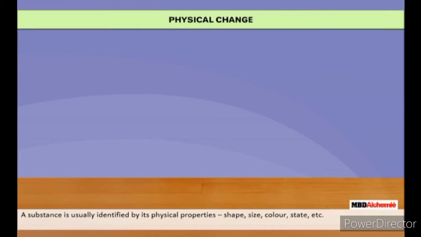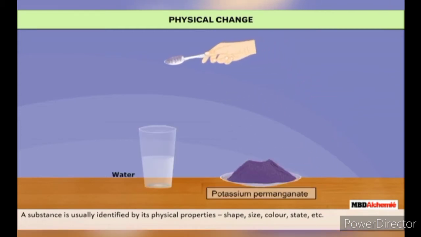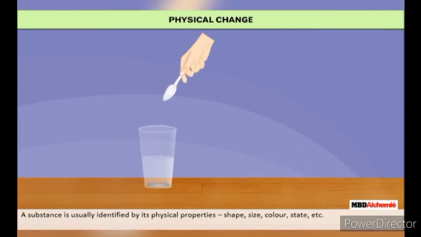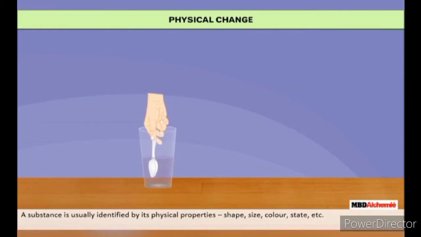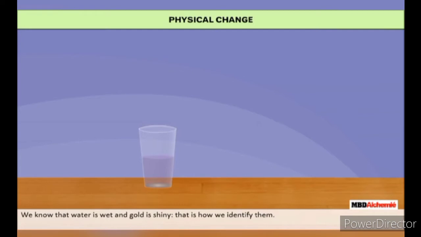Physical change. A substance is usually identified by its physical properties, by its shape, size, color, state, etc. We know that water is wet and gold is shiny. That is how we identify them.